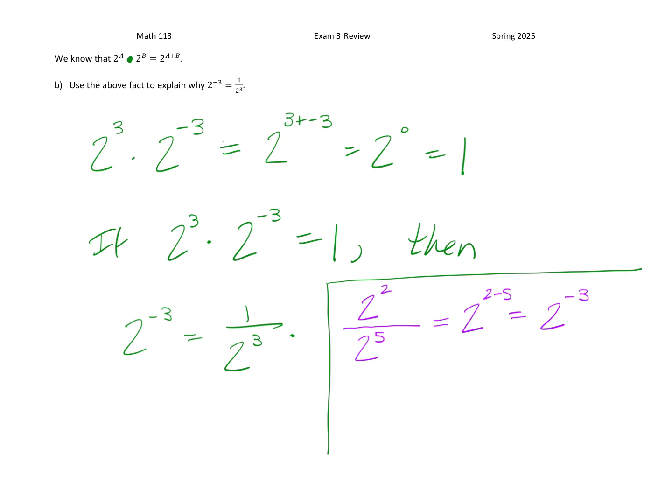Okay, but another way that I could think of this is to say, well, this is also 2 times 2 over 2 times 2 times 2 times 2 times 2, right? This is 2 squared over 2 to the fifth. I can do some canceling, cancel, cancel, and what I'm left with is 1 over 2 cubed. So 2 to the negative 3 and 1 over 2 cubed, those are both answers to 2 squared over 2 to the fifth, so they must be the same thing.